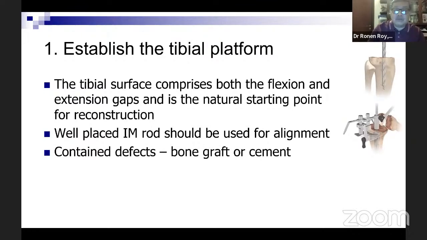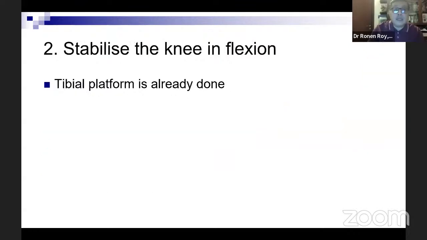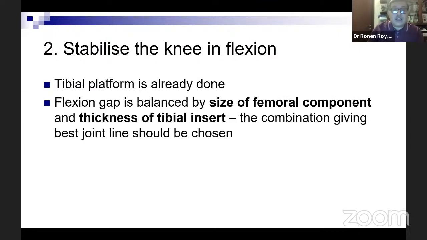Contained defects, as we saw, we can fill in with a graft or cement. Uncontained defects can be managed with augments, wedges, or metaphyseal sleeves, or even cones, trabecular metal cones. First, you stabilize the knee in flexion. So the tibial platform is already done. The flexion gap is balanced by the size of the femoral component and the thickness of the tibial insert. And the combination should give the best joint line, which should be chosen.